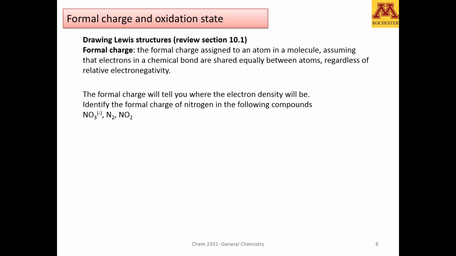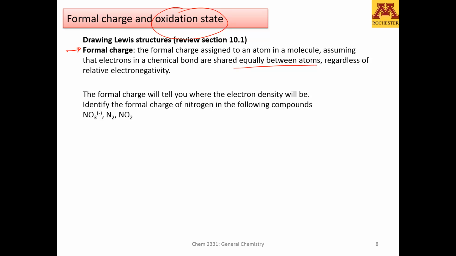Alright, so the way we are going to assign formal charges on Lewis structures is assuming that in a bond the electrons are equally shared between atoms, regardless of their relative electronegativity. There are two ways to count electrons, and in Lewis structures typically we will use what we call the formal charge, which is what we're going to do now. In the next video we will talk about how to calculate the oxidation state, which is a different way to count electrons. In Lewis structures we will use the method of formal charge.